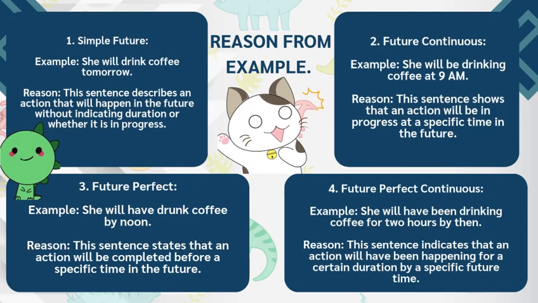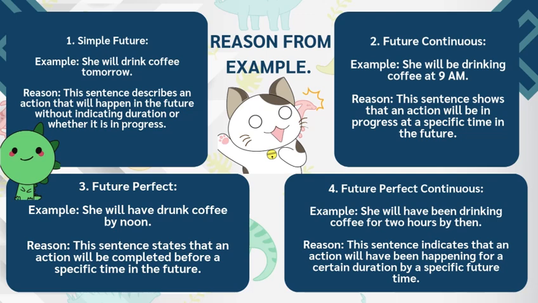The first, simple future. Example, she will drink coffee tomorrow. And the reason, this sentence describes an action that will happen in the future without indicating duration or whether it is in progress. And the second one is future continuous. Example, she will be drinking coffee at 9 a.m. So the reason from the future continuous, this sentence shows that an action will be in progress at a specific time in the future.